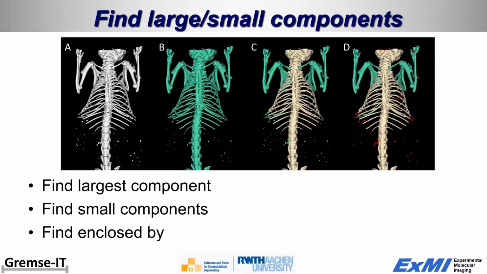Then you can compute small or large components. So you can basically filter your regions based on size. When you perform a thresholding here, that's the green stuff that you get. Then you can pick the largest component, that's the skeleton here. It's not connected to the arms, so they would be the next two large components. But you can also fetch small components, like this part of the food in the stomach or in the intestine, to get rid of those or to find them or to count them.